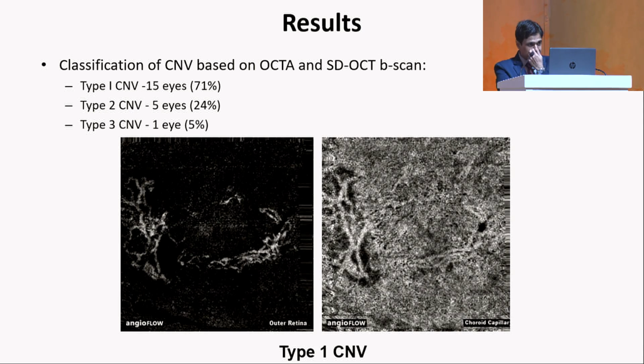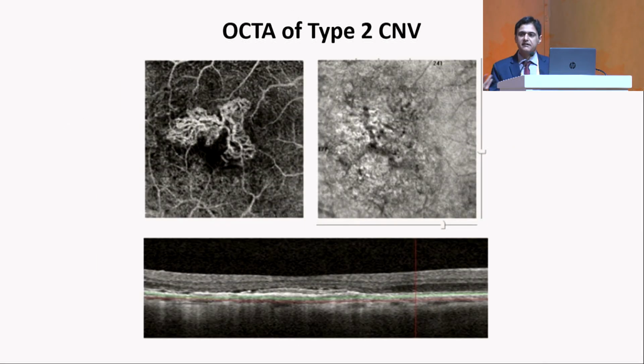This is also sometimes important because you know that the type 2 and type 3 CNVMs do not require the newer generation anti-VEGFs, and they probably respond very nicely to ranibizumab only, and in some cases they do not even lead to a very long treatment. So, OCTA has really improved that.